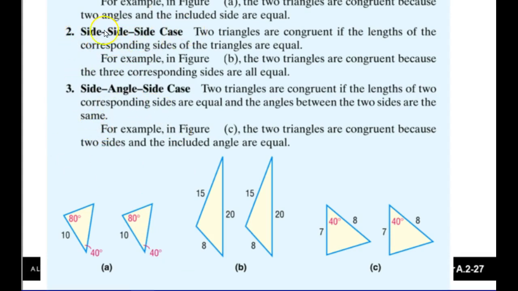So the second case would be my side, side, side. If I see that all 3 sides are exactly the same, then I know that those are congruent triangles. And the third case would be side, angle, side. And if that is the case, then I also know that those triangles are congruent.